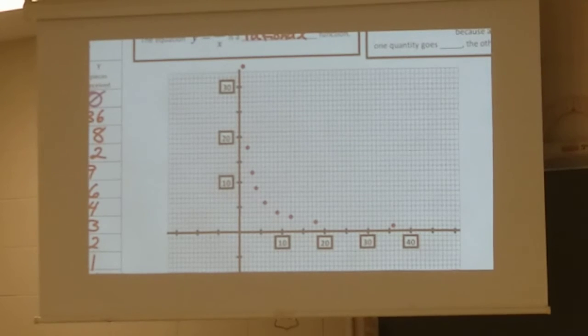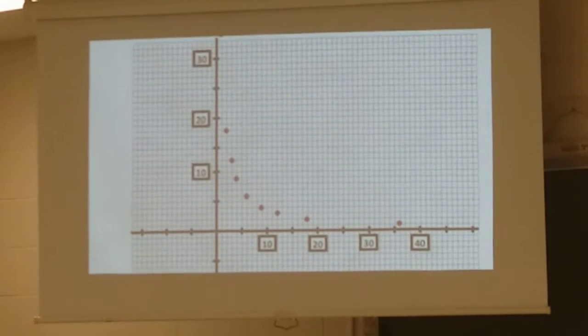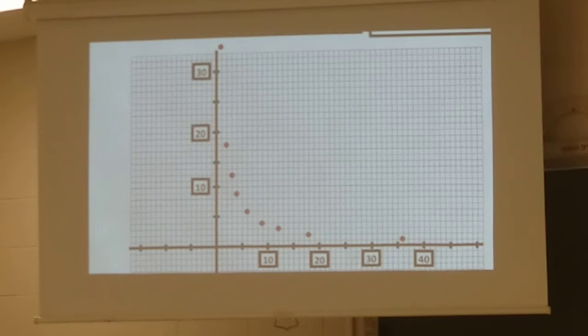Hopefully your graph looks similar to this. I would say that we're unable to graph (12, 3) or (36, 1). That's going to be over in the margin, so don't bother graphing it. But you should be able to get most of the rest of those points and see this type of shape.